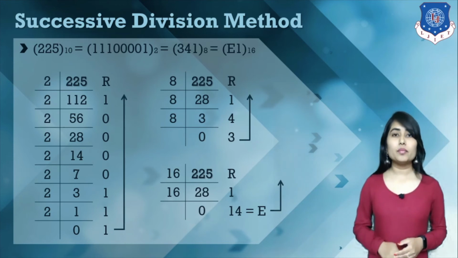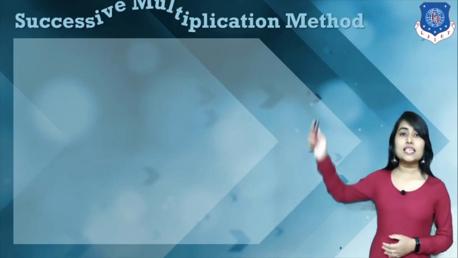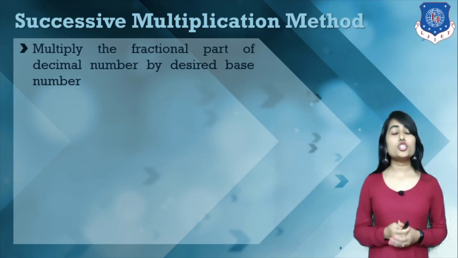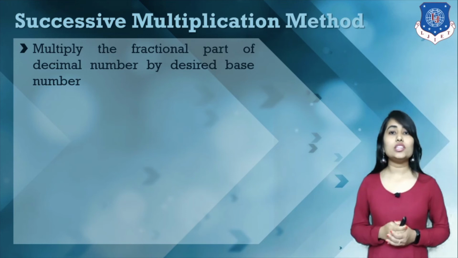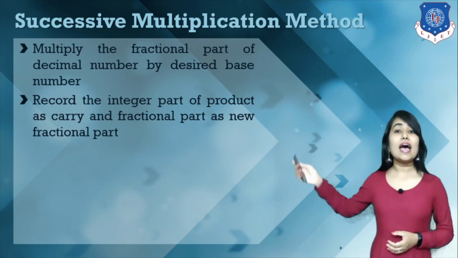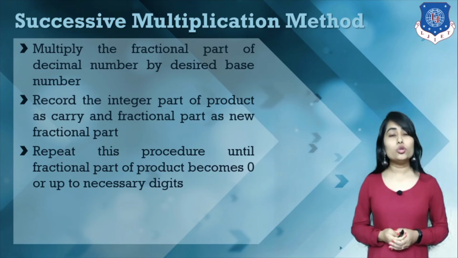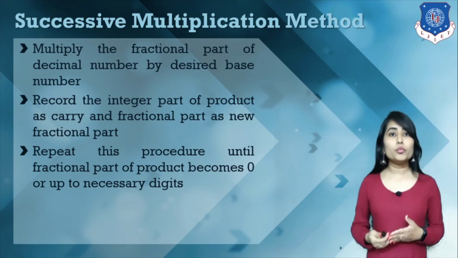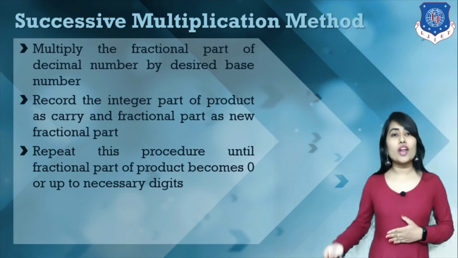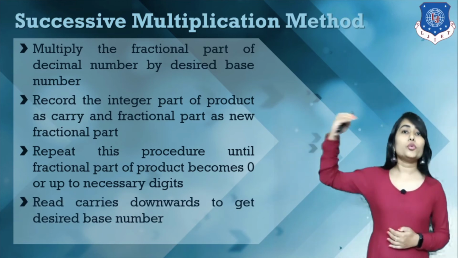Now let's discuss how we can convert a fractional number. Here we have the successive multiplication method. In the successive multiplication method, first multiply the fractional number with the desired base and write the integer portion aside, and again multiply the new fractional number, and repeat this procedure until we get enough digits, or we have 0 in the fractional part, and then write our integer portions from top to bottom manner.